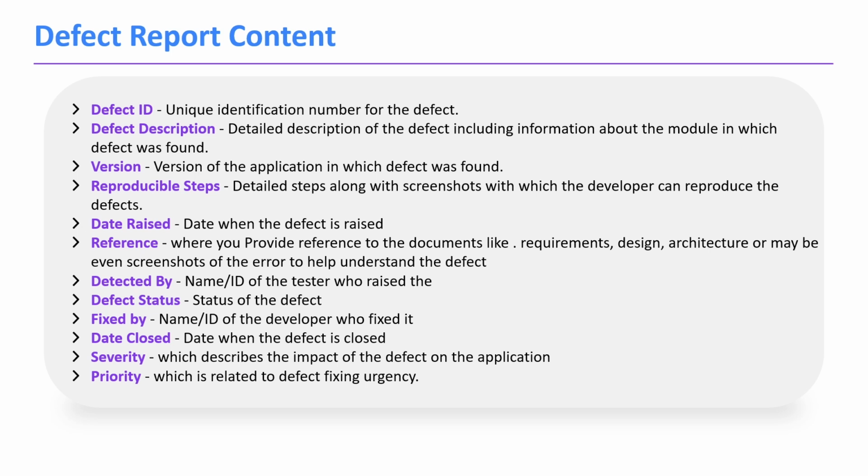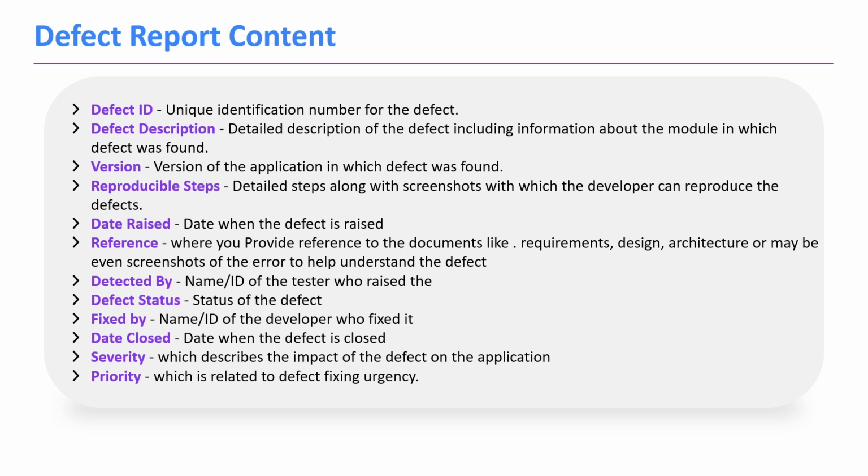Next is the reproducible steps. Reproducible steps are detailed steps along with screenshots with which the developer can reproduce the defect in their environment. Whenever we raise any bug or defect, the developer has to fix that bug. Before fixing it, they have to regenerate the same bug in their environment, so they can fix that particular bug. For that we have to write the reproducible steps, so the developer can regenerate the same bug in their environment. Those steps are mentioned over here.